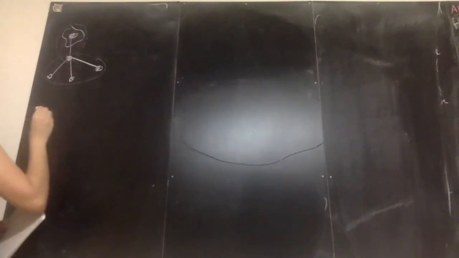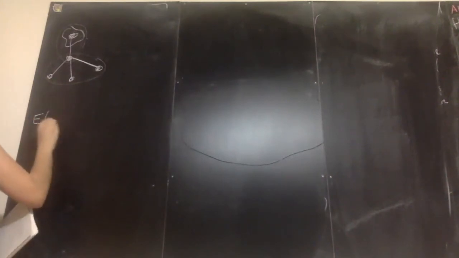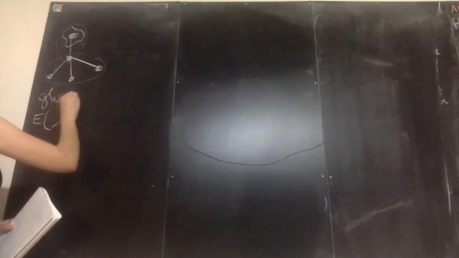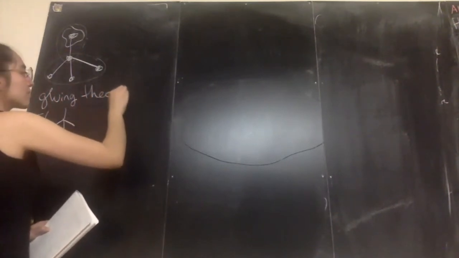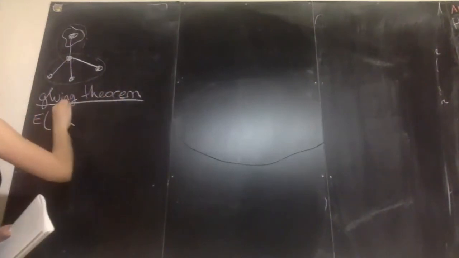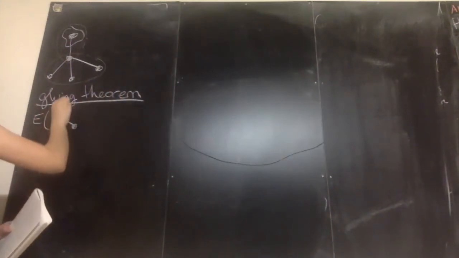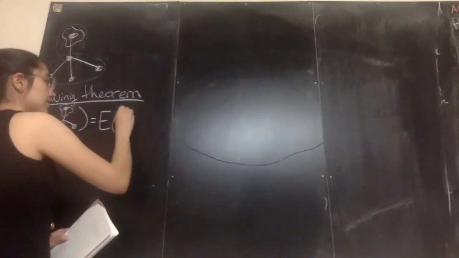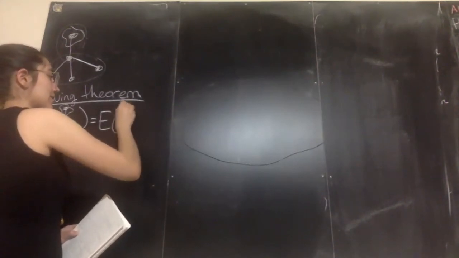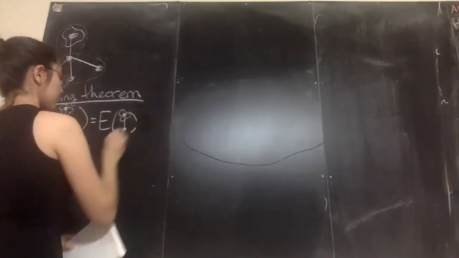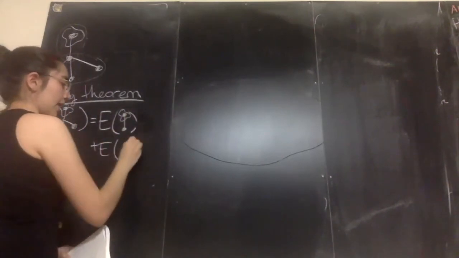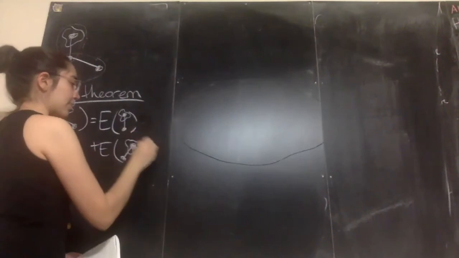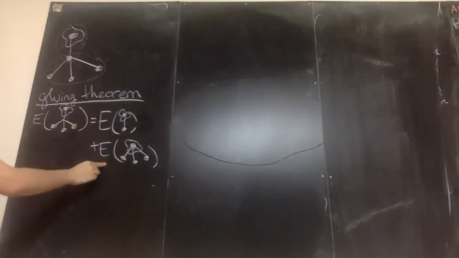So what we have is that the expected value, this is our gluing theorem, the expected value of the whole graph, starting from this one point, is equal to the expected value of the first subgraph, where it started, plus the expected value of this subgraph, which is going to be what happens once this graph succeeds. We can now move on to this graph.